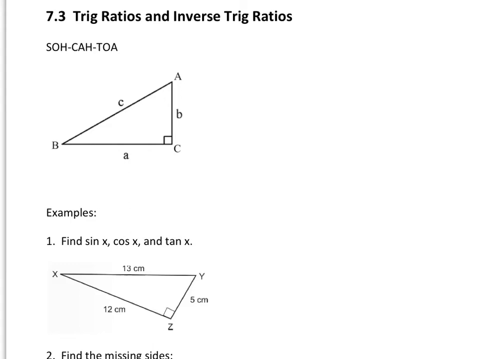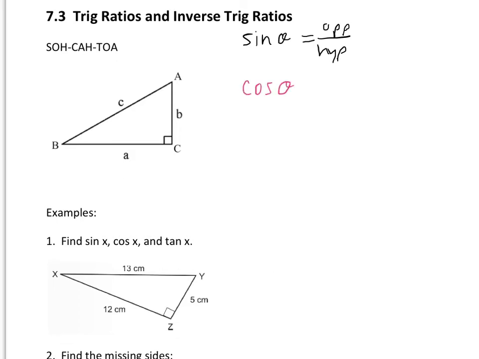Lesson 7.3, Video 1. Now we're going to focus on trig ratios and their inverse ratios. SOH CAH TOA is the way to remember these ratios. So the lettering represents sine, and we use a symbol theta for the variable, or angle. Sine of theta is equal to opposite over hypotenuse.